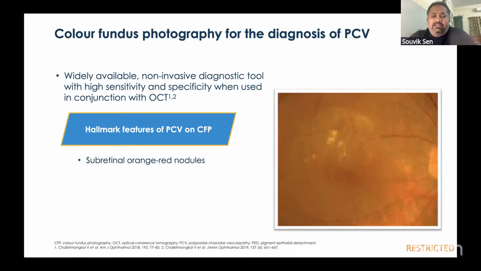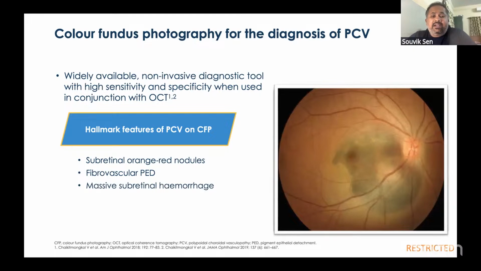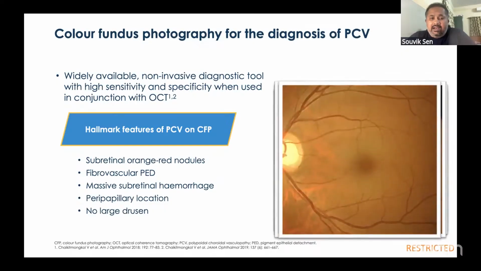If we look at a picture of IPCV on a color fundus photograph, there are certain things we instantly notice, certain characteristic clues. We see subretinal orange-red nodules. We see fibrovascular PED areas, which we have to obviously confirm with other imaging tools. We might see massive subretinal hemorrhage. We also may see a peripapillary location of the lesion, and not necessarily any large drusen.